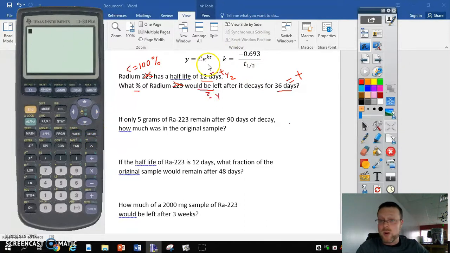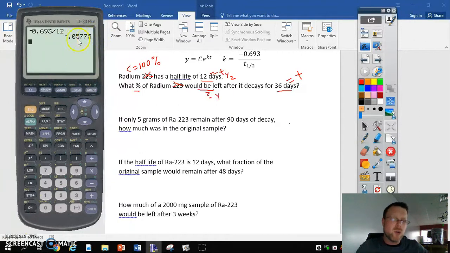Okay, so let's go back to the other equation. K is equal to the negative 0.693 divided by the half-life, and the half-life is, in this problem, 12 days. And there we go. So there's my K.